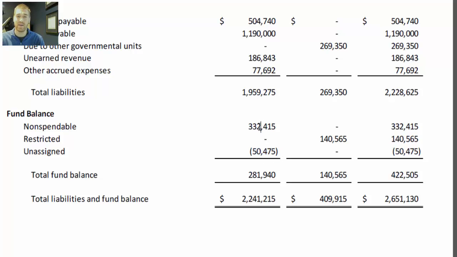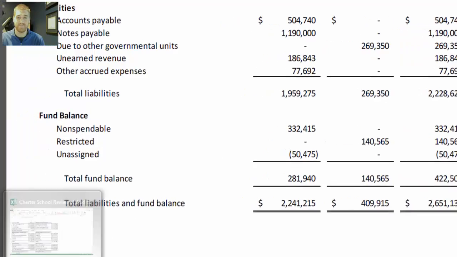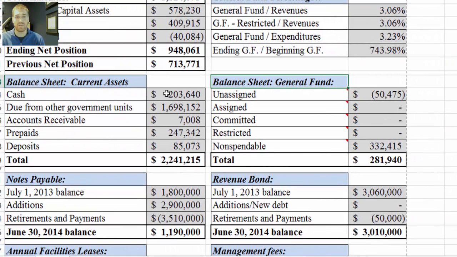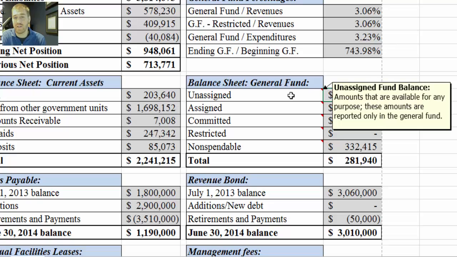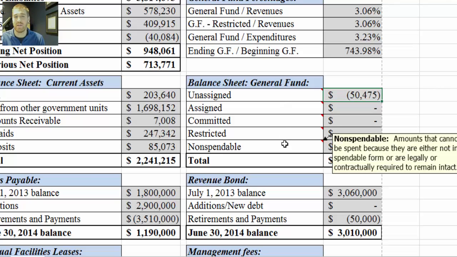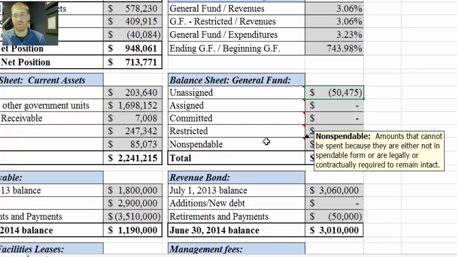So we'll go back in a non-spendable amount. We'll go back to the sheet, and we'll see here's all the assets, the current assets and such. As we come over here, we'll see our non-spendable amount and then our unassigned amount. If you don't know what these are, these definitions are directly in the audit. I'll tell you what they are for Crescent Academy. The unassigned fund balance are amounts that are available for any purpose. These amounts are reported only in the general fund. And then non-spendable is amounts that cannot be spent because they are either not in spendable form or are legally or contractually required to remain intact.